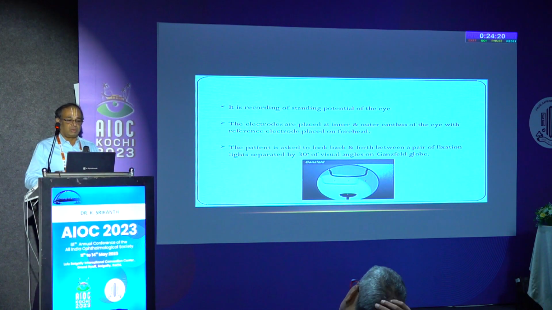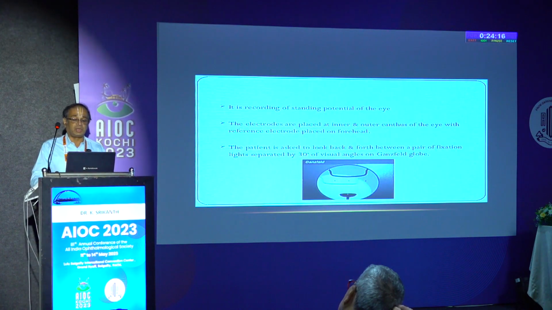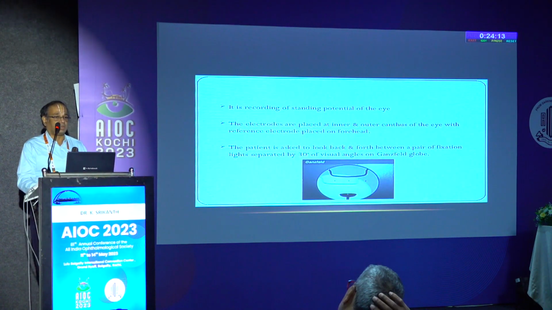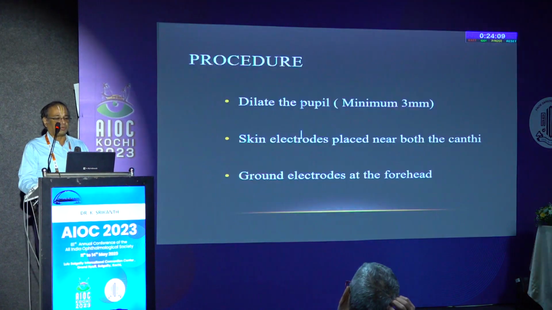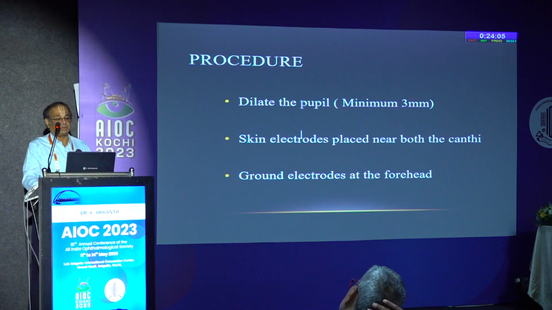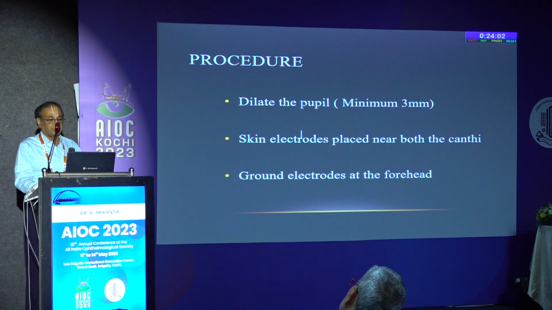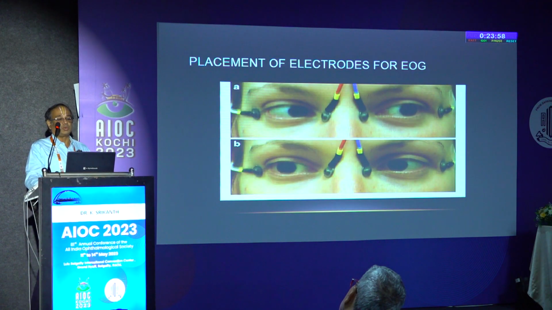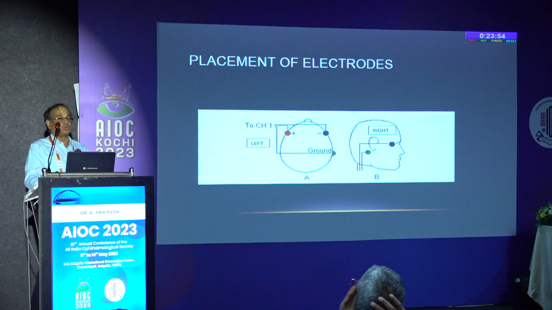So recording is by placing electrodes at the outer canthus of the eye and one reference electrode in the center of the forehead. So the eye's pupil has to be dilated, skin electrodes are placed, and ground electrodes are placed on the forehead. This is how it is done, and the patient is asked to move the eyes either way, towards the right and also on the left.